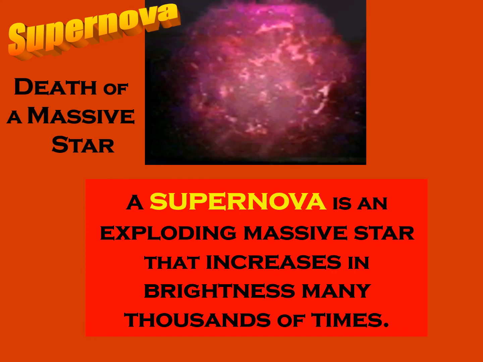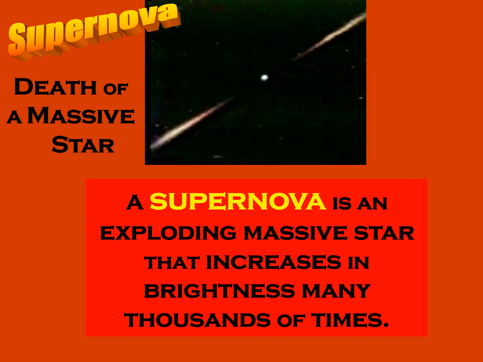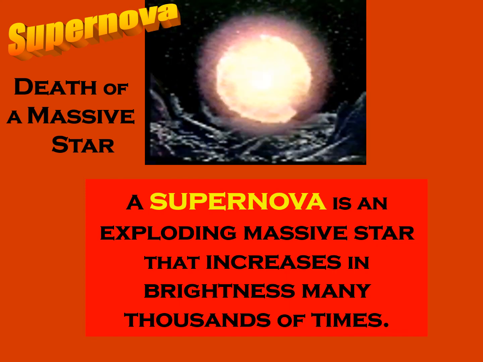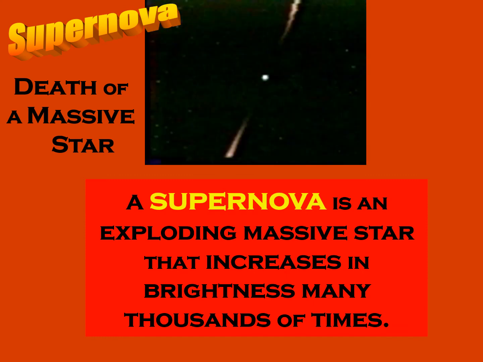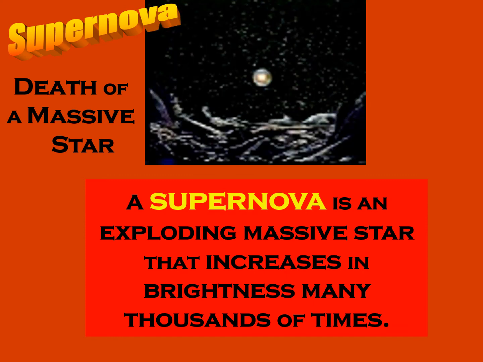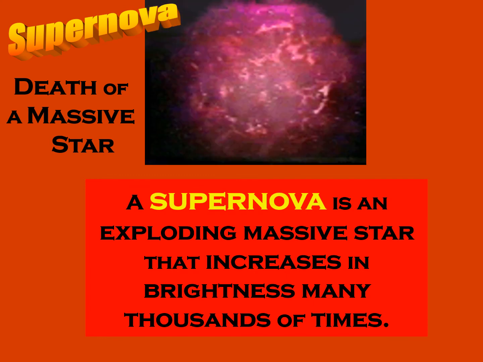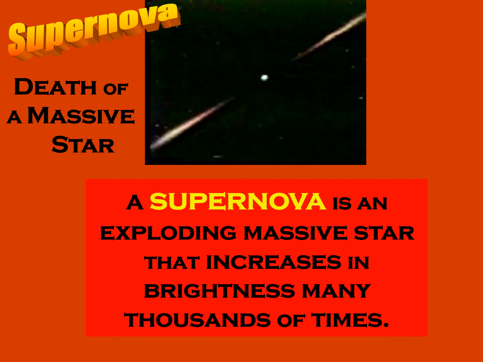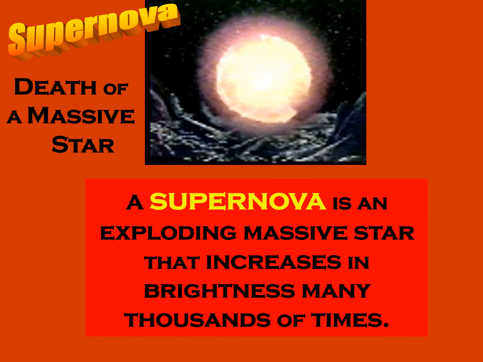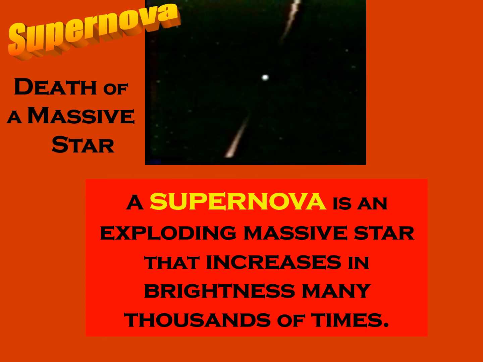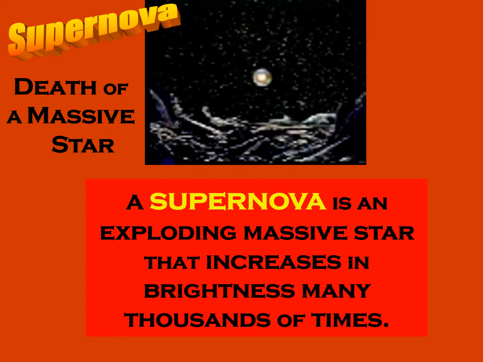So the death of a massive star is called a supernova. We're not going to go into great detail about this. Technically, to have a supernova, many times you actually need to have a binary star, which is lucky because most stars actually are binary. But there's several different ways a star can go supernova, and one of the ways is just being ridiculously massive.